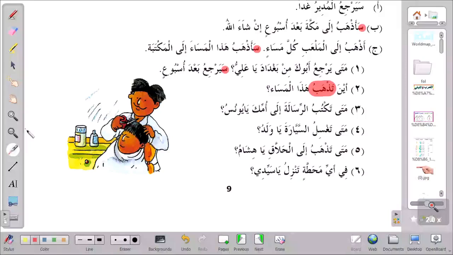So, محطة, we have seen it a lot of times. It just means the station. For example, we usually say محطة البنزين, the petrol station, or محطة القطار, the train station. So he's asking, fi ayi, in which, so he wants him to specify. So you can say سأنزل في المحطة القادمة. Okay, سأنزل في المحطة القادمة.